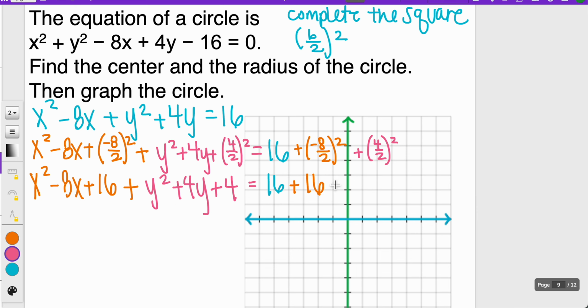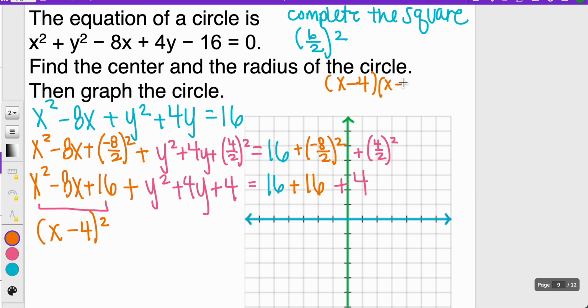Now, because I have a perfect square, I would just be factoring both of these expressions to create that x minus h and y minus k. So x squared minus 8x plus 16 can be written in the form of x minus 4 squared. If you tried to refoil that, you would see it matches.